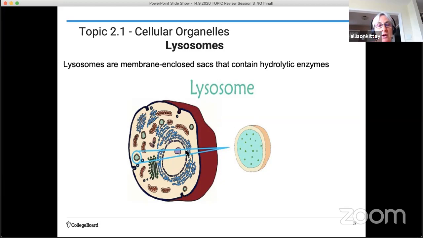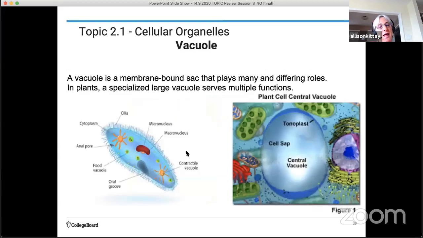in the cell. Another thing that lysosomes do is perhaps the cell has engulfed some food and has it enclosed in a vacuole. The lysosome will fuse with the vacuole, unleash its hydrolytic enzymes, and digest that food vacuole inside the cell. And then the last one I'm going to talk about, oh, not the last one, there's one more after this, is the vacuole.